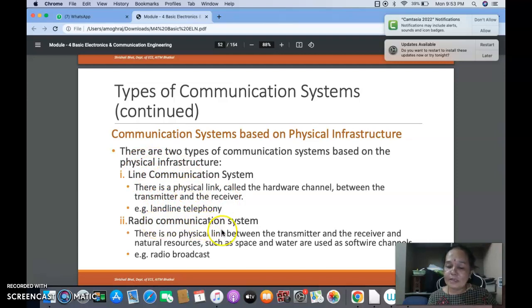In a radio communication system, there is no physical link between transmitter and receiver, and natural resources like space and water are used, and they are referred to as soft wired channels. The example of such a communication system, the radio communication system, is radio broadcast.